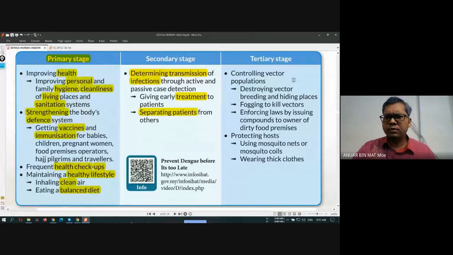Tertiary stage, controlling the vector. This is if the disease is brought or carried by an animal. We call it a vector. Vector, if it is carried by an animal. Destroying the vector, breeding and hiding places. Fogging. I already told you about fogging.